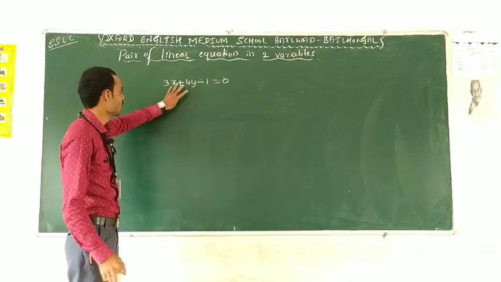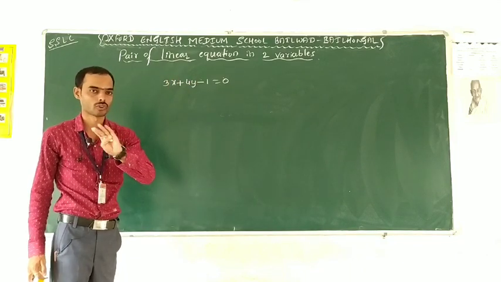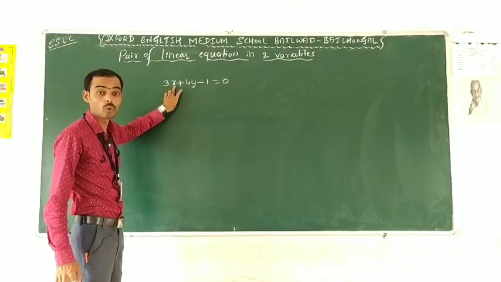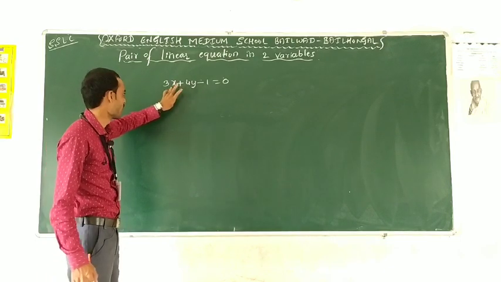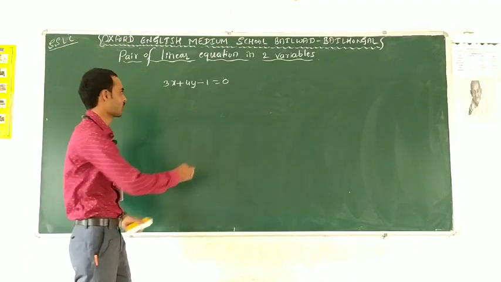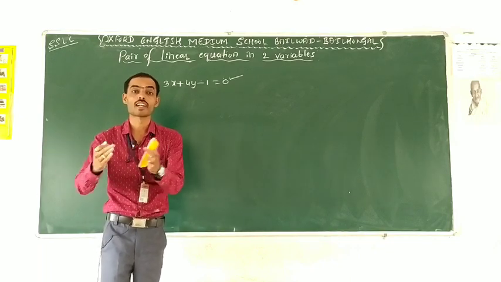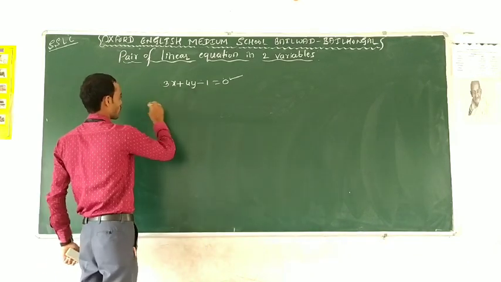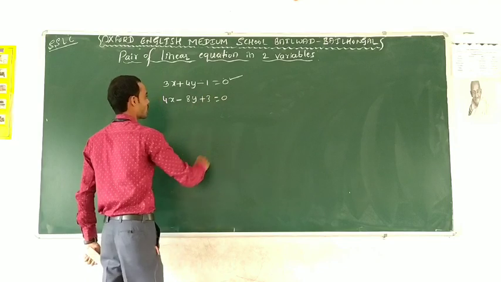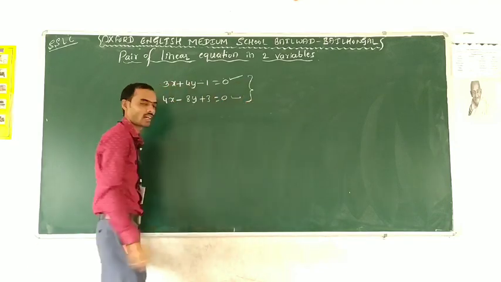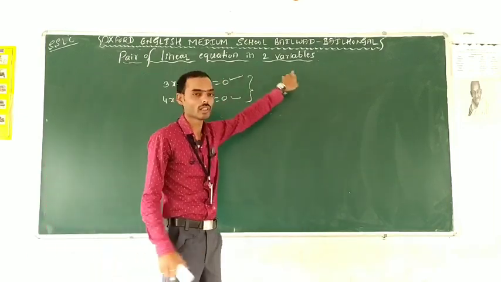So what is the condition here? This is an equation. Linear means the degree is 1. First one is finished. And two variables: here x is a variable, y is also a variable. So x and y, there are two variables. Therefore it is called a linear equation in two variables, and a pair of linear equations in two variables. You can take another example along with this one: 4x minus 8y plus 3 is equal to 0. There are two equations here. Therefore, these two equations are said to be a pair of linear equations in two variables.